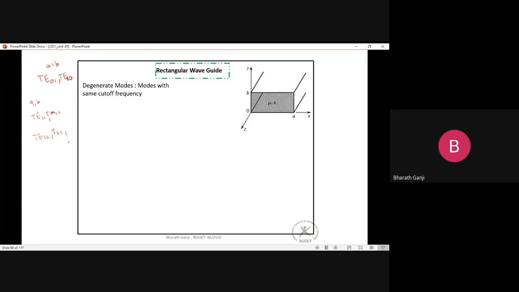Or I'm sorry, not TE21, TM12, they have the same cutoff frequency. So these are all degenerate modes. So modes with the same cutoff frequency are usually called degenerate modes.